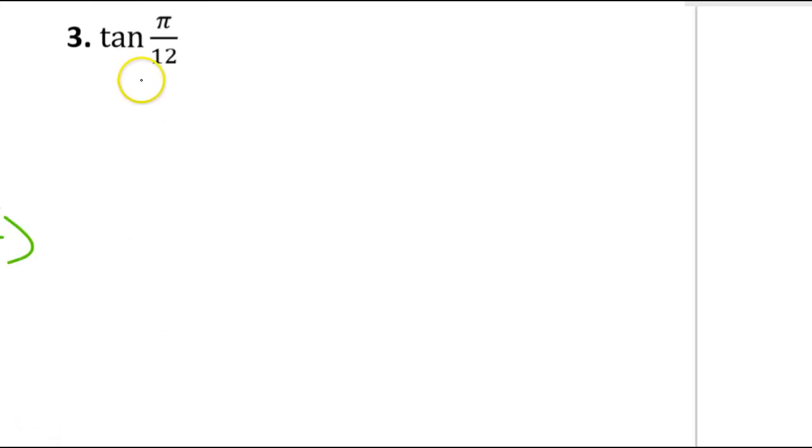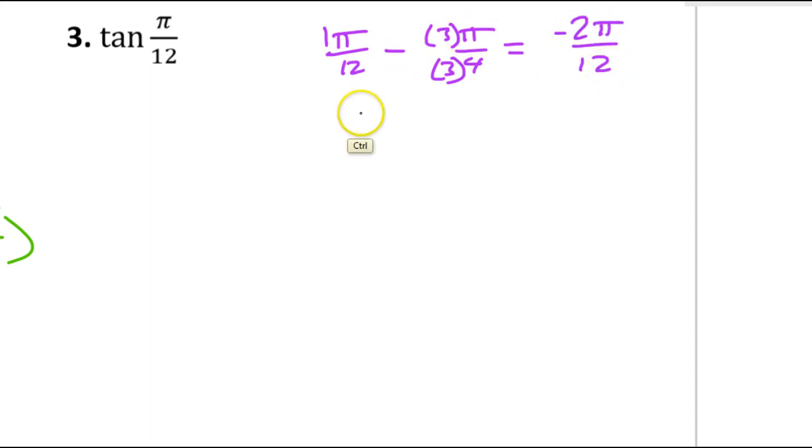So I'm just going to do the exact same thing with tangent. So I've got pi over 12. So off to the side here, I'm going to say pi over 12, and I'm going to subtract pi over 4. And again, I will need to multiply by 3 on both numerator and denominator. So this is going to give me 1 pi minus 3 pi, so that's negative 2 pi over 12.